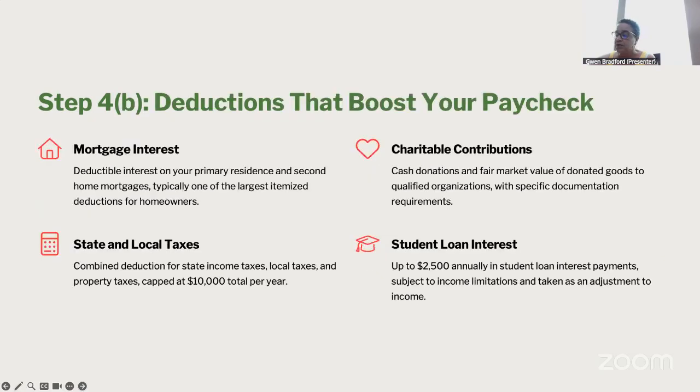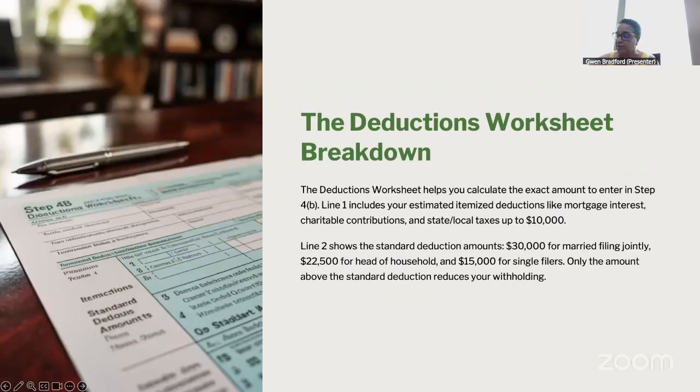B, which is your deductions, what you're going to do is add up whatever deductions need to be put, like mortgage interest, state and local taxes, charitable contribution, student loans. Now, some of these items they cap at a certain amount. Like some state and local tax, they cap at 10,000. But you want to put the annual amount for the year on line 4B. And then step 4C is extra withholdings.